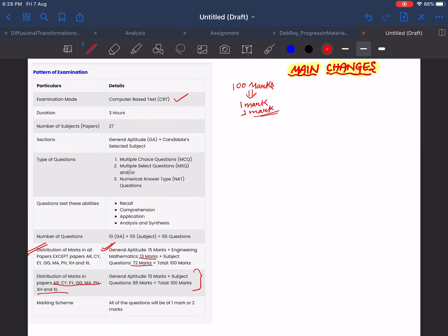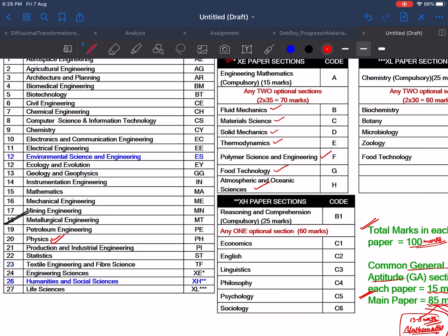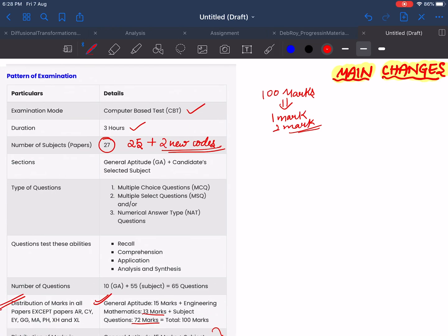It is an online, computer based test of 3 hours, and this time we have got 2 new papers. Previously we had 25 papers, and this time we have 2 new paper codes. What are the two? Here you can see, the two new ones are Engineering Sciences, and Environmental Science and Engineering, Humanities and Social Sciences. These are the new paper codes they are conducting, so the total number of papers is 27.